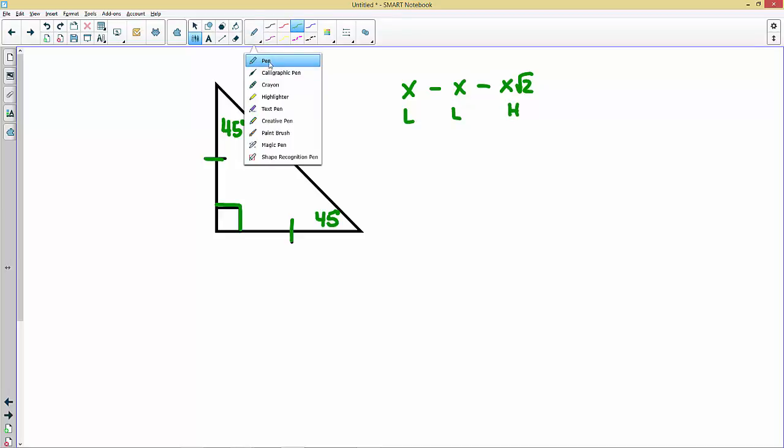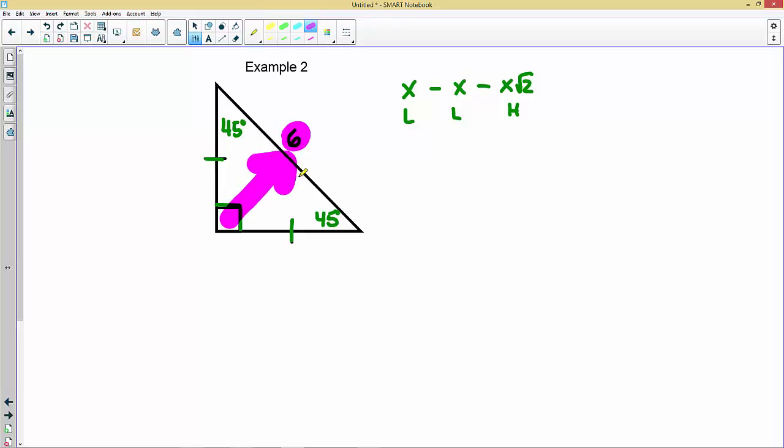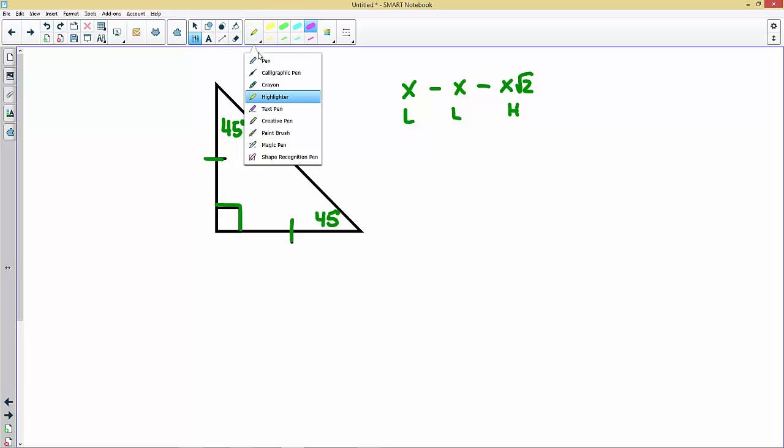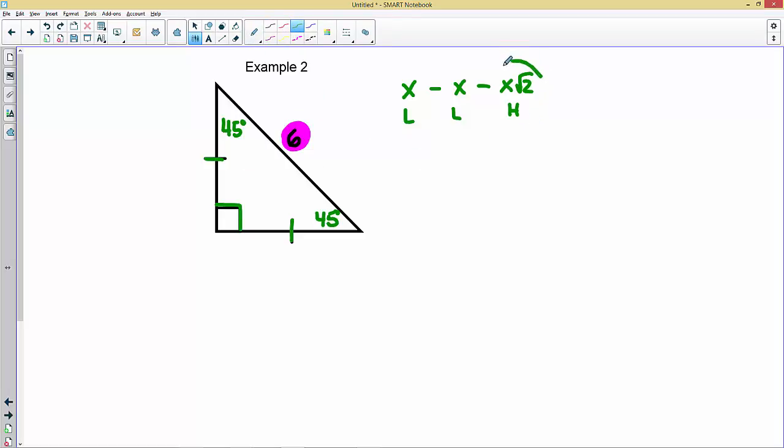What is it that we have? We take a look. Say, oh, we have the hypotenuse. How do we know that? It's across from the right angle. See it? Across from the right angle. Okay. So we take this formula right here and we set it equal to this. 6 equals x radical 2.